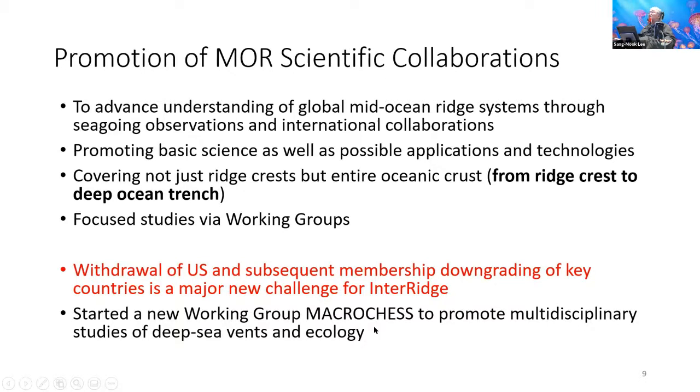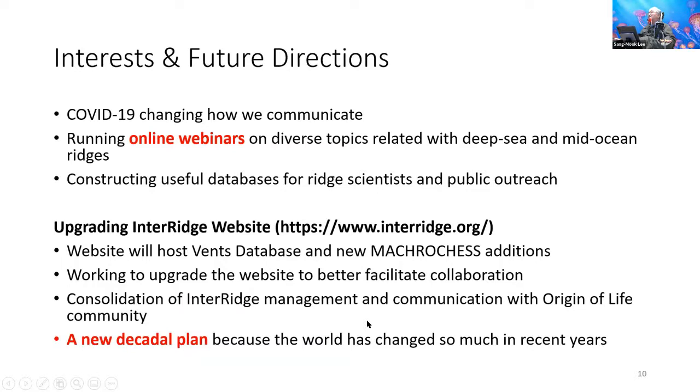Okay, and also InterRidge is a communication between geoscience and bioscience. So we have a new working group, Macro Chess, which is to look at deep sea vent biology and ecology. So that's InterRidge. And because of COVID, we had to change our direction, like many other institutes and organizations. For instance, we have to change visiting and meeting at exotic places to running meetings and talks online using webinars.